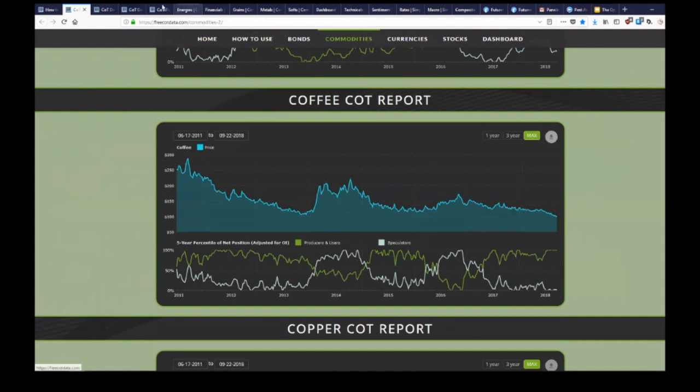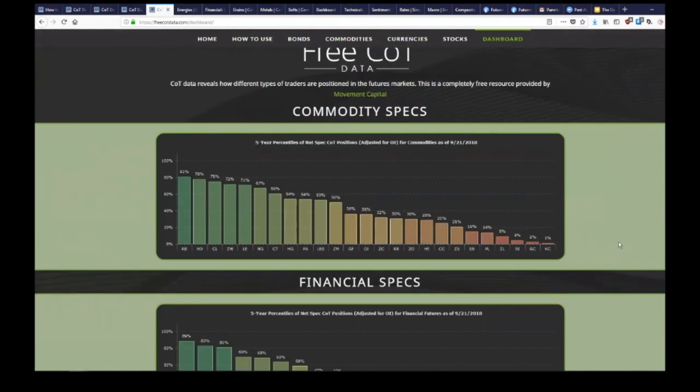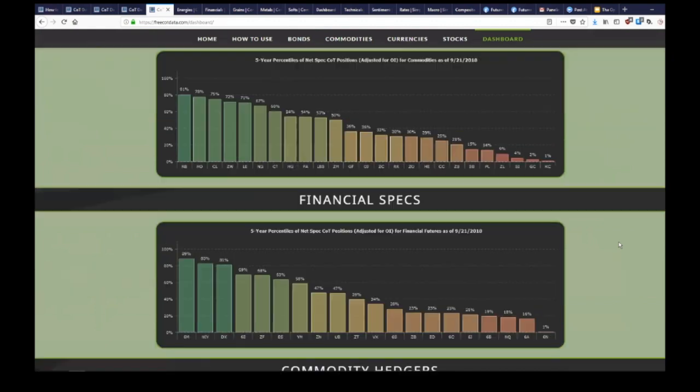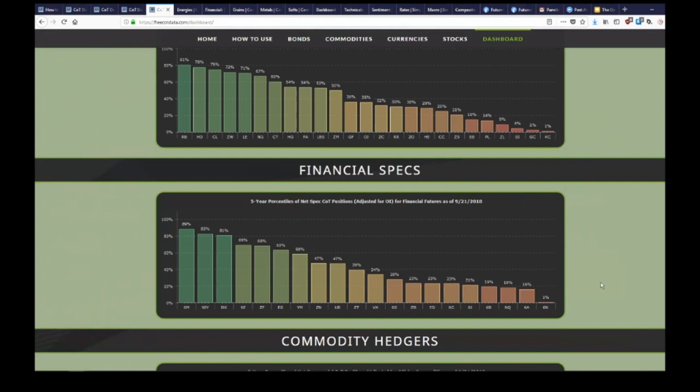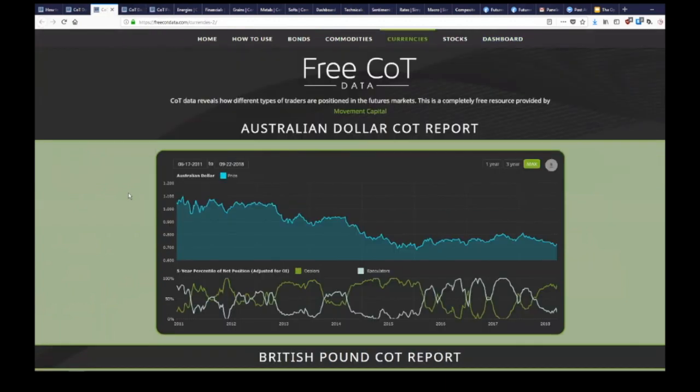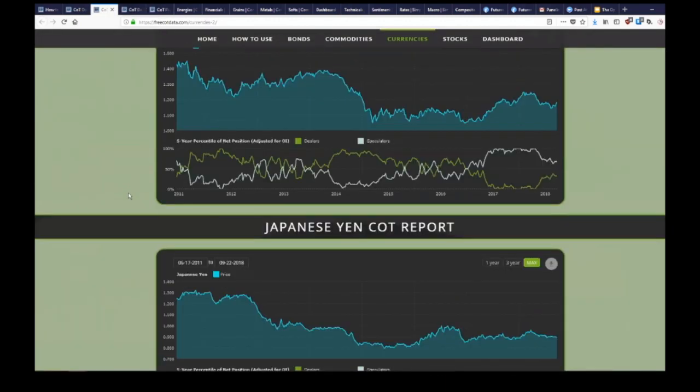Let's look at some other contracts. So let's see, we've got platinum changed, and then we can look at currencies. Currencies have gotten interesting in that the Kiwi dollar is by far the most crowded spec short against the USD, and we can zoom into that. There's been a bit of a bounce, but I guess that actually probably happened after Tuesday.